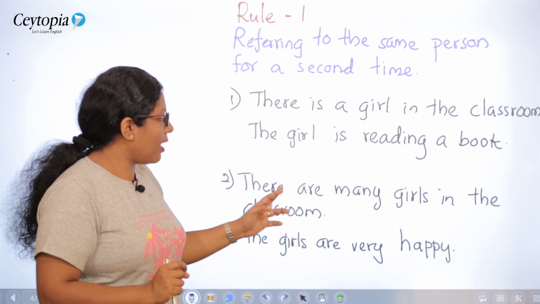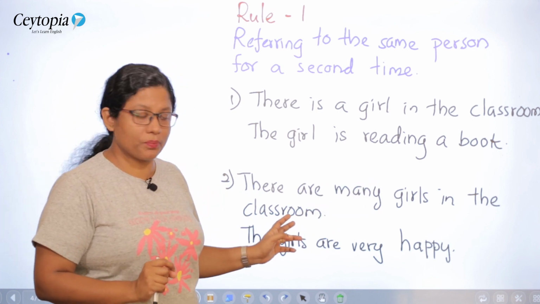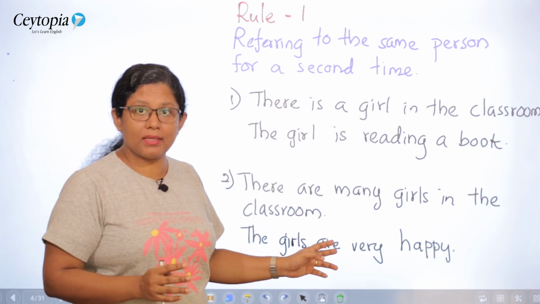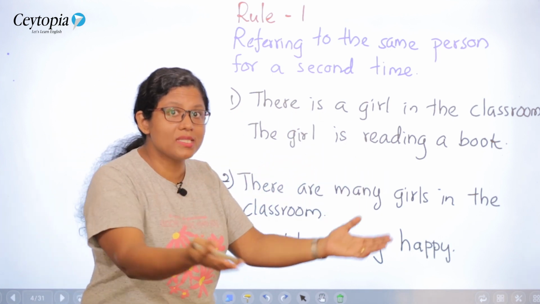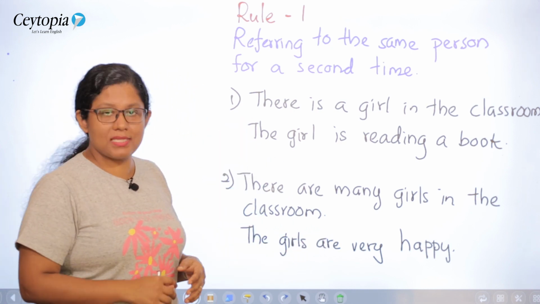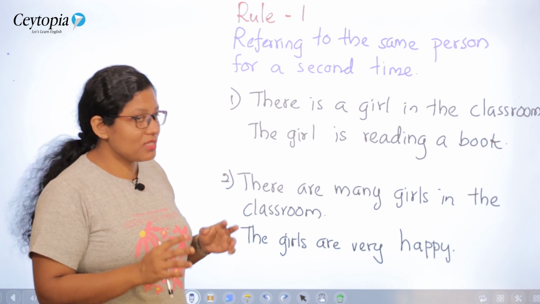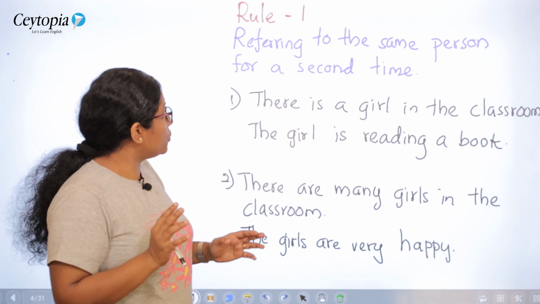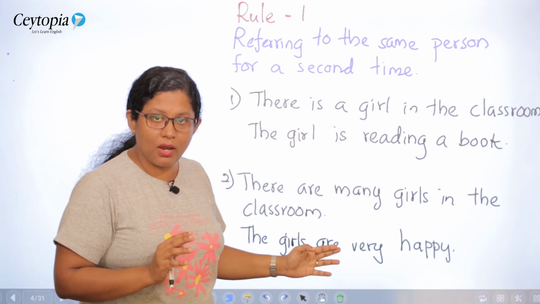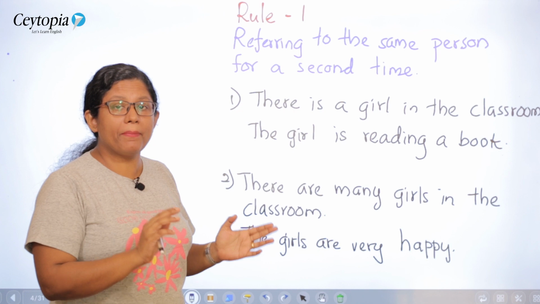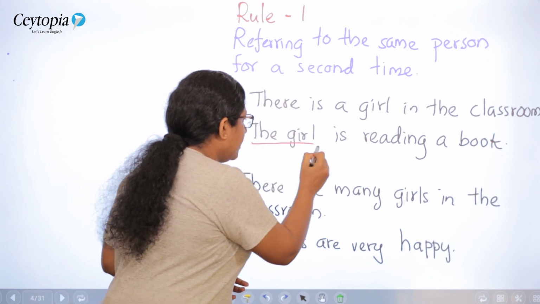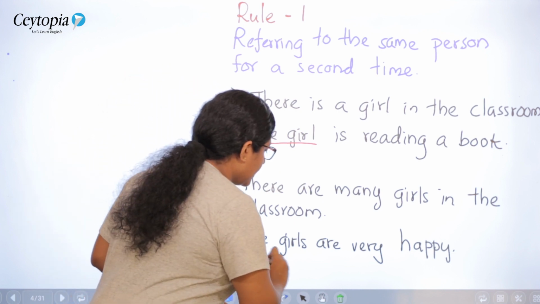Number 2. There are many girls in the classroom. You are talking about many girls. The girls are very happy. Now you are talking about those girls. Now this one is plural, whereas the first one is singular. In that case you can understand, you can use the to talk about both singular and plural nouns to specify people, things and places. Therefore you can say the girl as well as the girls.